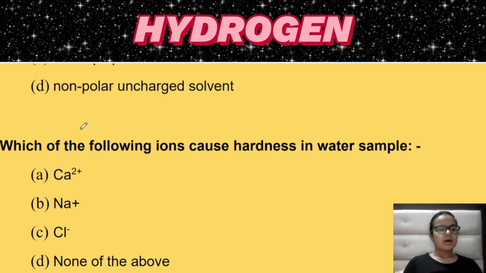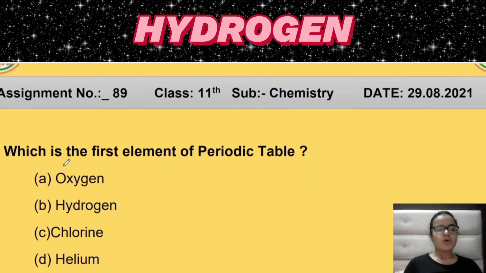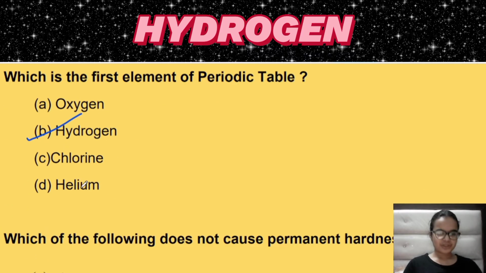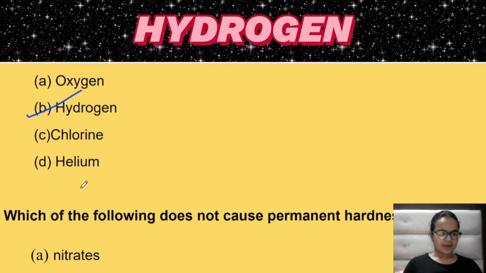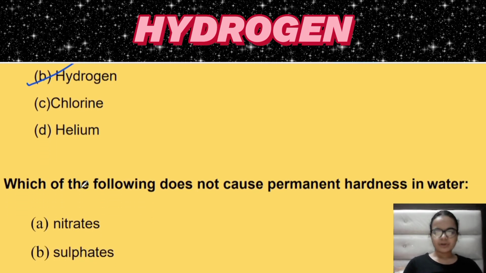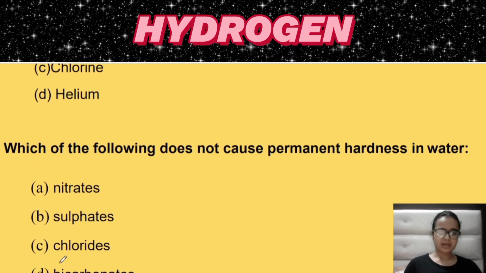22nd question is, which of the following ions cause hardness in water sample, and the answer is Ca2+. 23rd question, which is the first element of the periodic table, and its answer is very simple, atomic number 1, and the answer is hydrogen, the chapter which we are studying right now. Next is, which of the following does not cause permanent hardness in water, and the answer is bicarbonates, because nitrates, sulfates and chlorides cause permanent hardness in water, but bicarbonates do not cause permanent hardness in water.